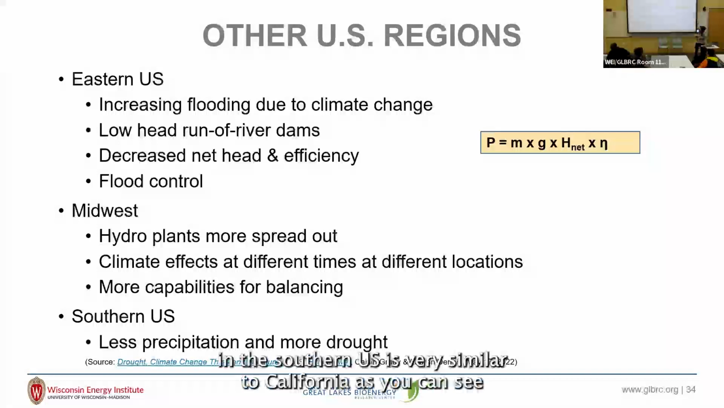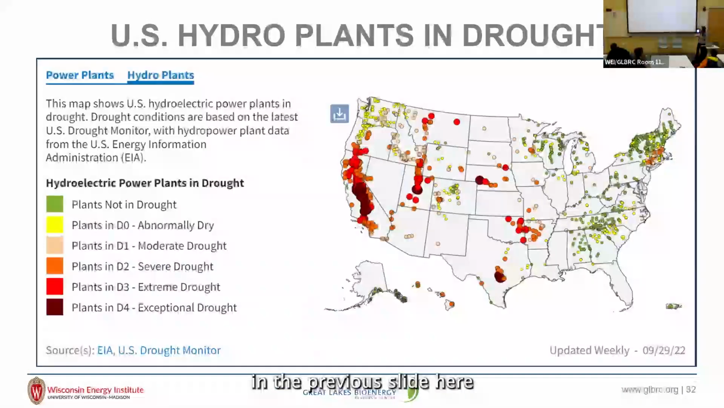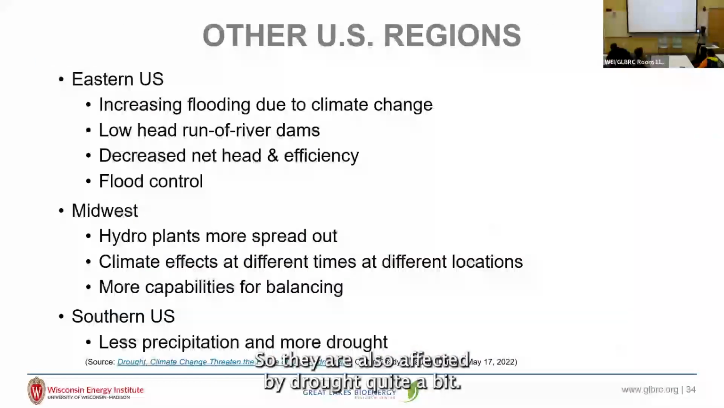In the southern US, it's very similar to California, as you can see in the previous slide here. In the south, it's pretty dry, dark red there. So they're also affected by drought quite a bit.